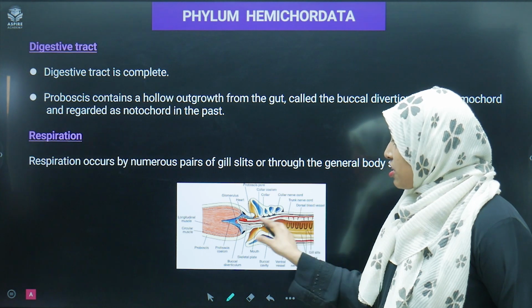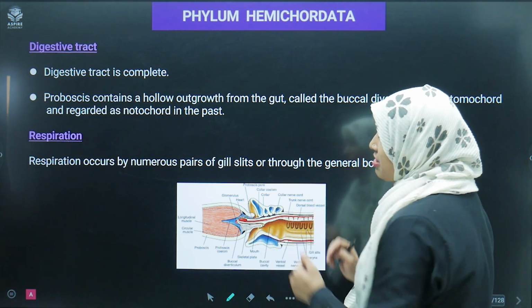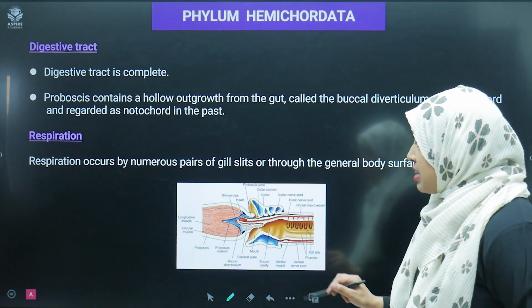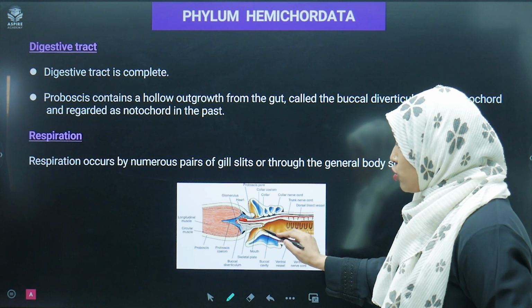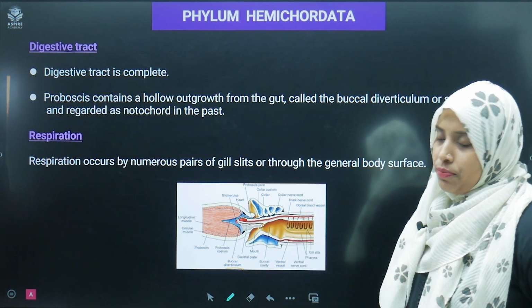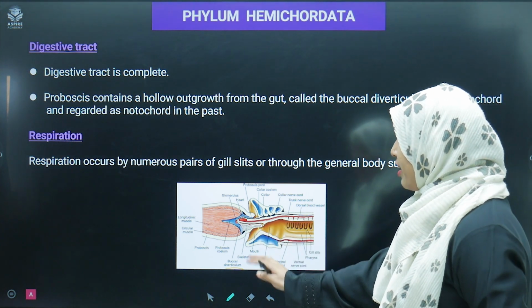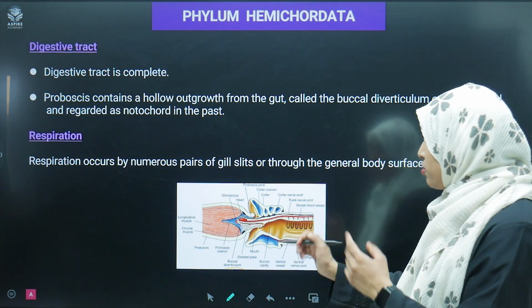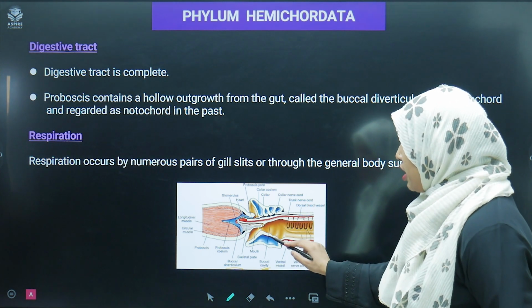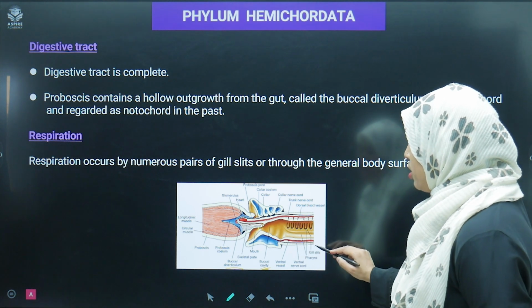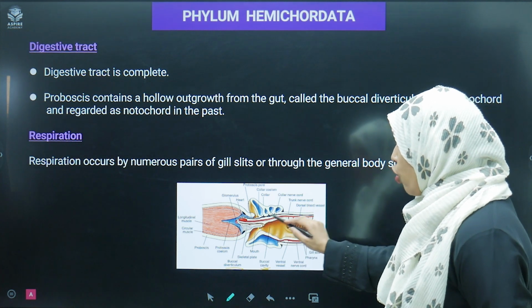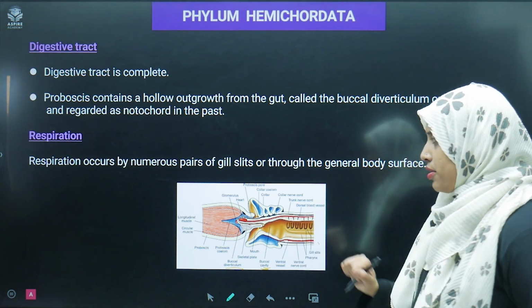Now the collar region has come. The region before the trunk is the collar region. So the collar coelom is also present. Skeletal plates are present over here. At the collar region there is the buccal diverticulum. The buccal cavity is just near the end of the collar region. Finally, you can also see the ventral nerve cord over here, and at the collar region there is the collar nerve cord.